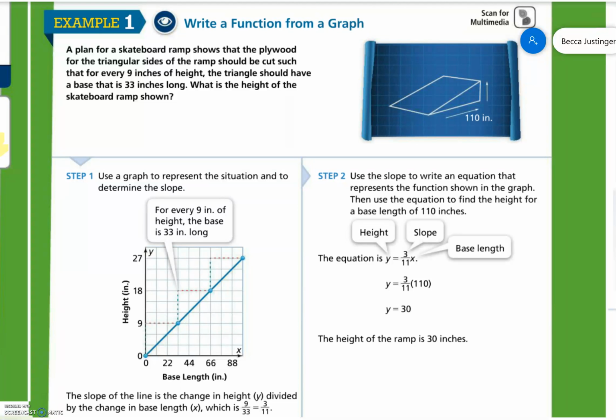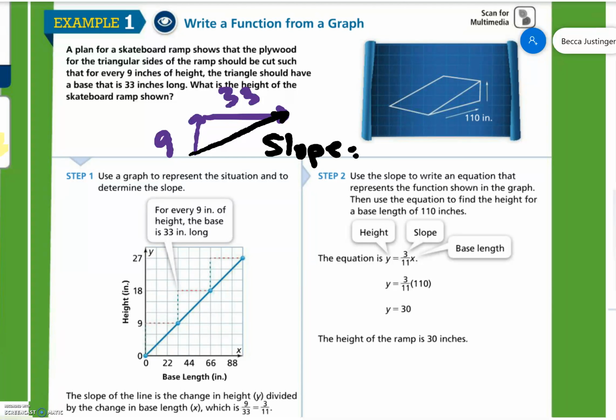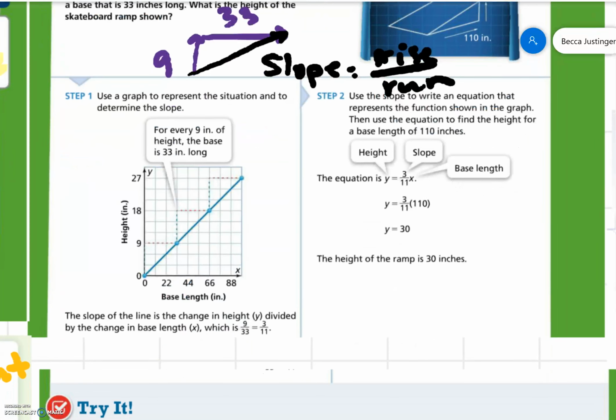So we know every 9 inches of height, we go up 9. We have to go over 33. Well, guess what? Here's our ramp. That is a slope. Remember, slope is rise over run. So use a graph to represent the situation and determine the slope. So we see that it's 9 over 33, or reduced to 3 over 11.